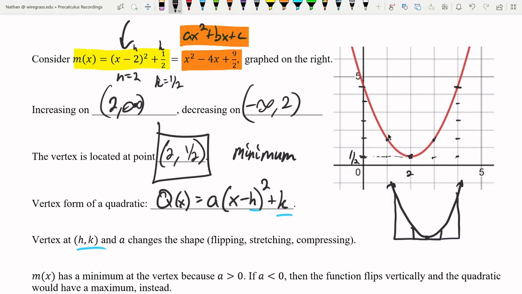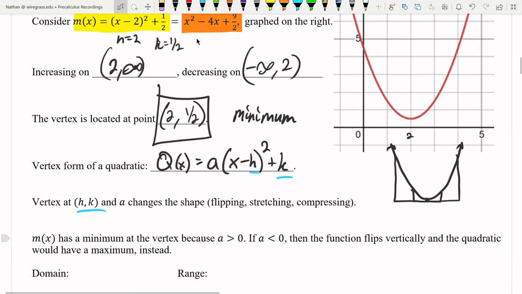Now, of course, this thing has a minimum, as you can see here, right? A minimum of the graph. And we know it has a minimum because a in this vertex form is positive. That means it's not been flipped. If a is negative, that means it'll flip upside down, and the minimum will then become a maximum. So that's how you can always tell if a quadratic has a minimum or a maximum.